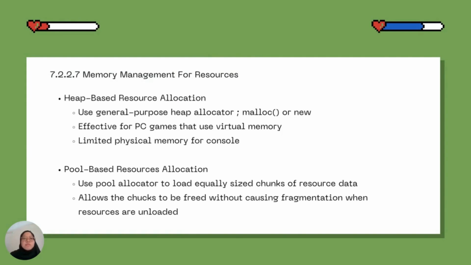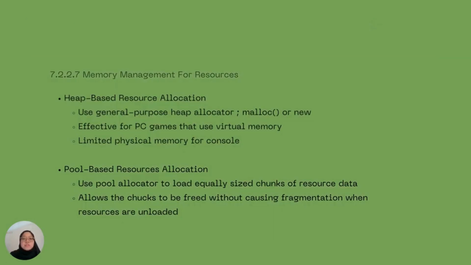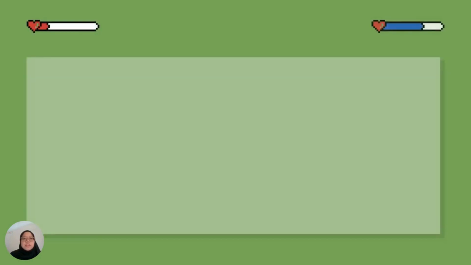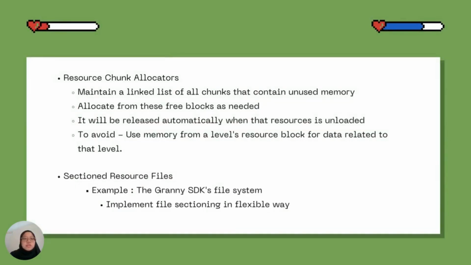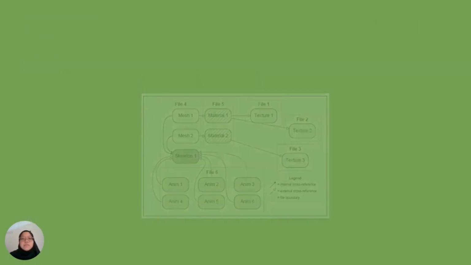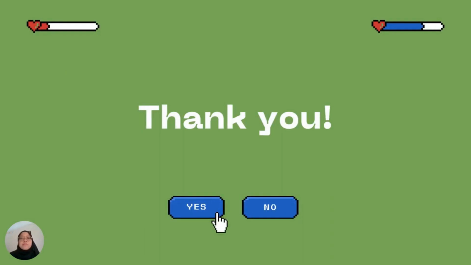Okay, memory management for resources has five types. The first one is heap-based resource allocation, pool-based resource allocation, stack-based resource allocation, resource chunk allocators, and also sectioned resource files. Okay, a game resource database is made up of files that depend on each other. Composite resources such as 3D model groups are groups of independent files that must be loaded together. So that's all from my video.